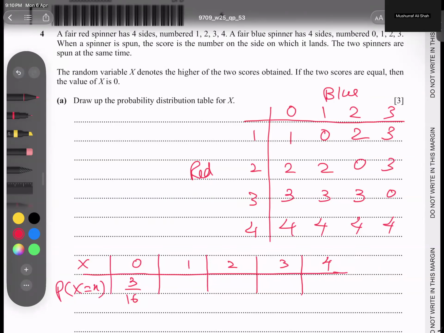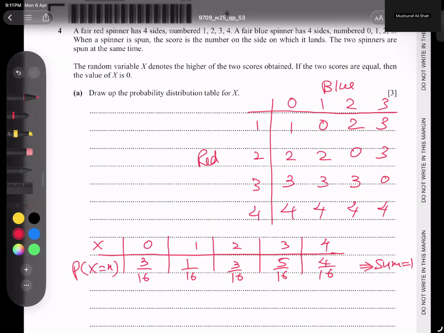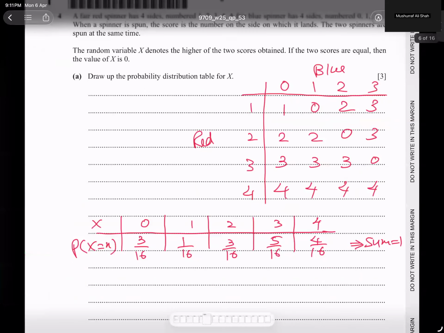Next value is, how many ones do we have? Only 1. So 1 over 16. How many 2's? 1, 2, 3. I think 3 numbers. So 3 over 16. And then 5 over 16. If we count 1, we have 5. And then how many 4's do we have? And if we add them all, you must get the sum equal to 1. There's clarity on whether this question is done correct or wrong, and let's go for the next part.